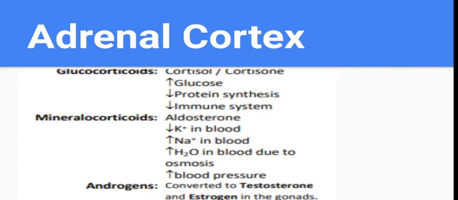Adrenal cortex: glucocorticoids, mineralocorticoids, androgens. So cortisol and cortisone increase your glucose, decrease your protein synthesis, and decrease your immune system, which is why stress is pretty bad for your immune system. So when you're more stressed, you're more likely to get sick due to cortisol reducing your immune system response. Yeah, that kind of adds up.